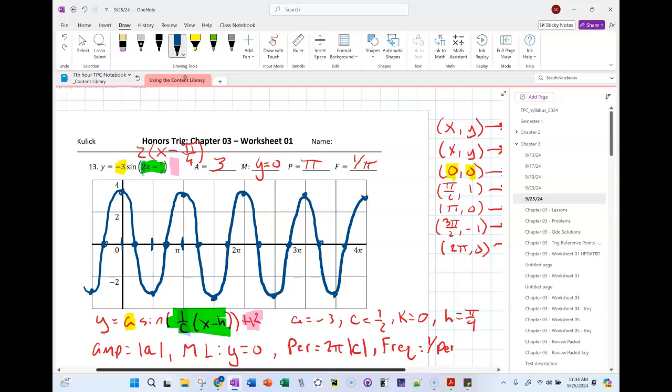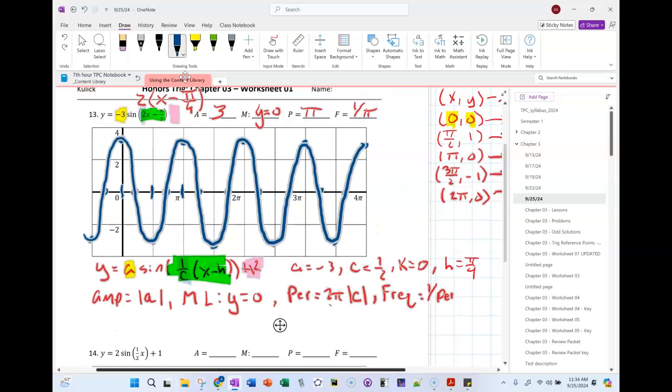Yeah, Tommy? I'm a little confused on how you got the period. Okay. So the formula was 2 pi times the absolute value of C. So I plugged 1/2 in, which was my value for C. So the absolute value of 1/2 is 1/2. 2 pi times 1/2 is just going to be 2 pi over 2, which reduces down to pi. Okay.